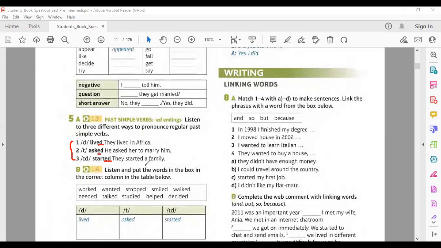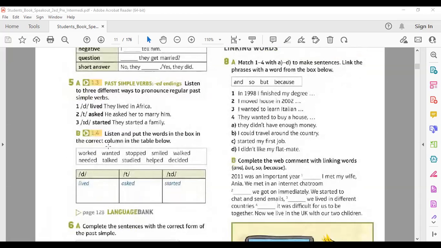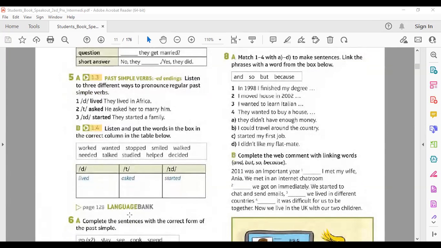Thank you. Now we have the next exercise that we will divide the verbs into the 3 categories: D, T, and ED. For example, live, we say lived. Ask, we say asked. Start, we say started. Now I will play for you this recording so you can divide them, but not now because I can't find the recording now. I will play it for you after break. After our break, I will play it for you and we can do it together.